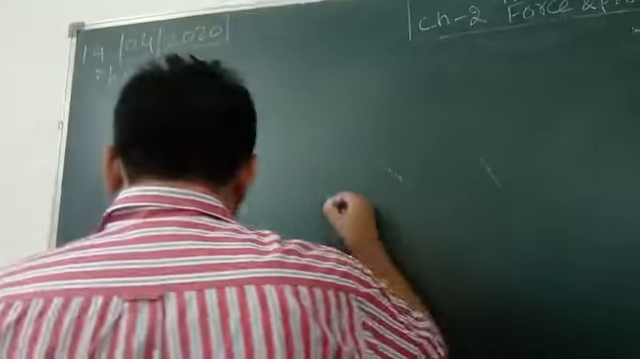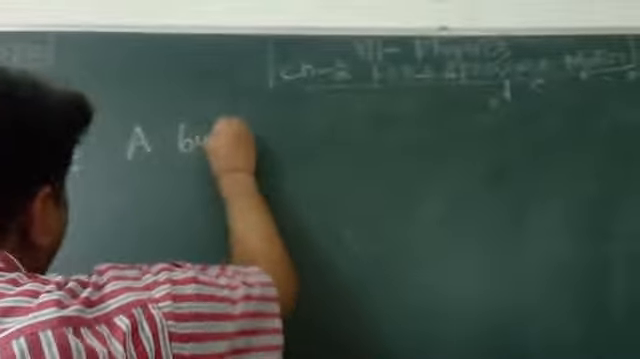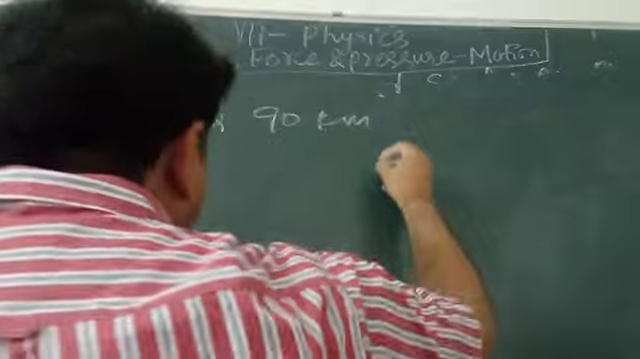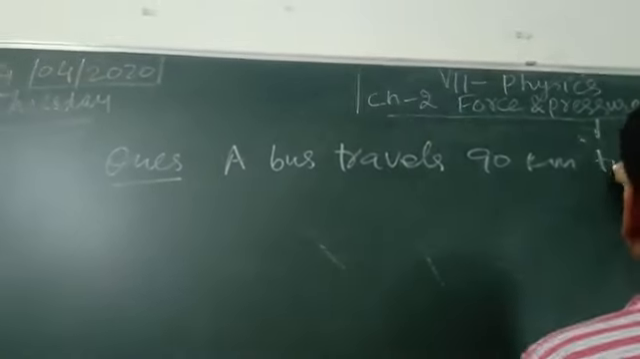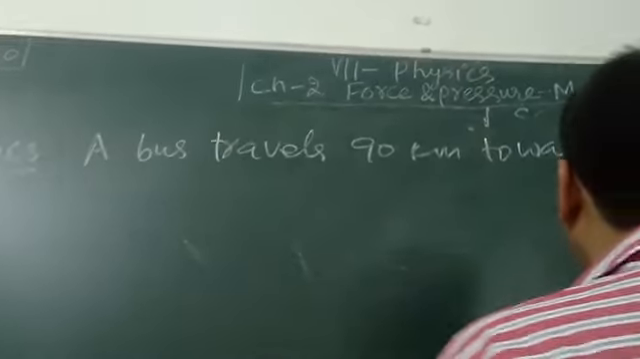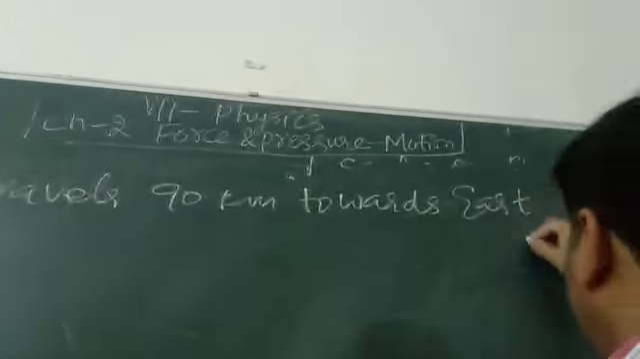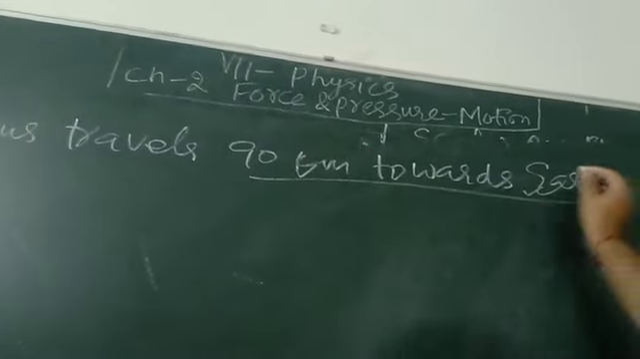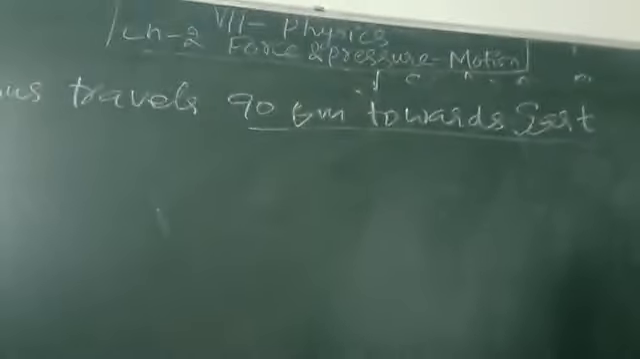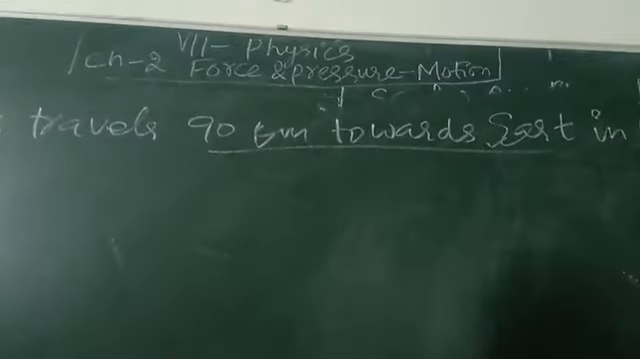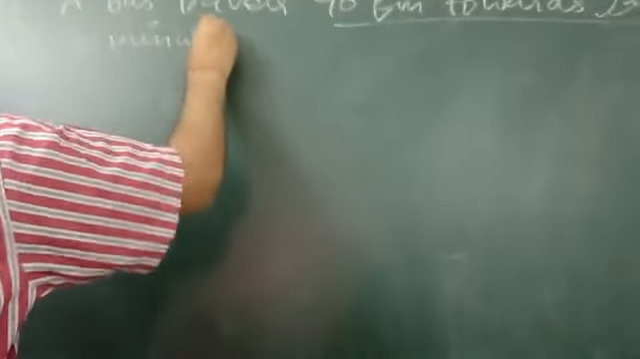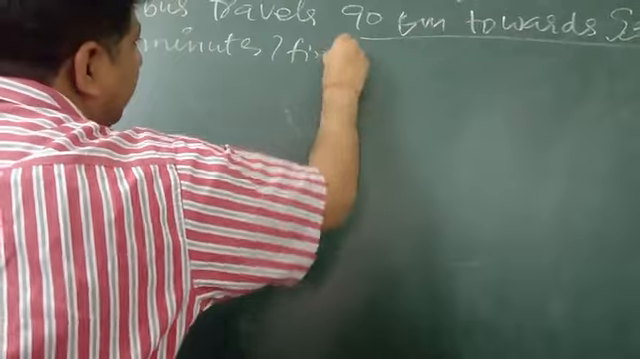अब क्वेश्चन, a bus travels 90 kilometer towards east डायरेक्शन की तरफ जा रही है. ठीक है, तो ये क्या हुई, मैग्नीट्यूड भी है, डायरेक्शन भी है, तो ये डिस्प्लेसमेंट होगी. In 1 hour and 30 minutes. Find the velocity.